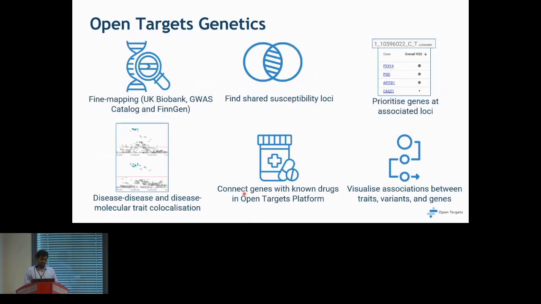So to give a summary of the Open Targets Genetics portal, we generate the fine mapping data from UK Biobank, GWAS catalog, and the FinnGen portal. We find shared susceptibility loci, prioritize genes at associated loci, create disease and molecular trait colocalizations, and then all this data is fed back into the Open Targets platform to connect genes with known drugs, and users can also visualize associations between traits, variants, and genes.